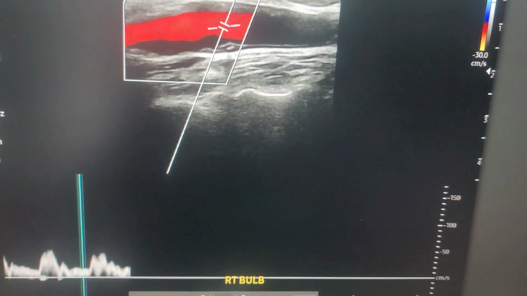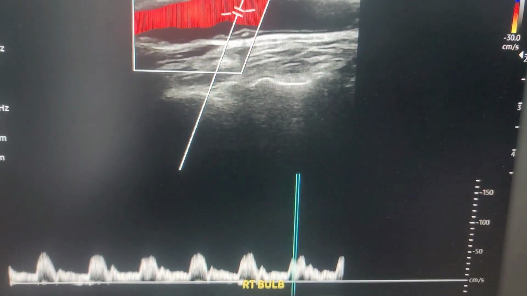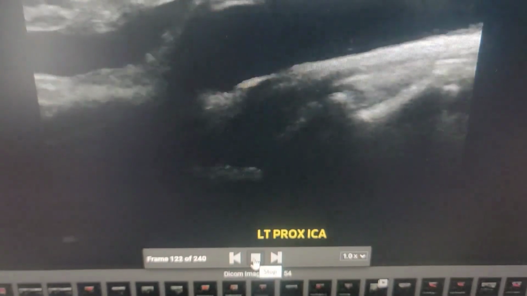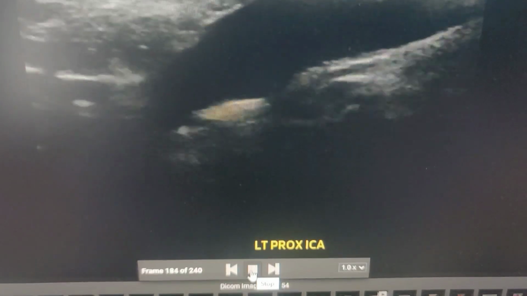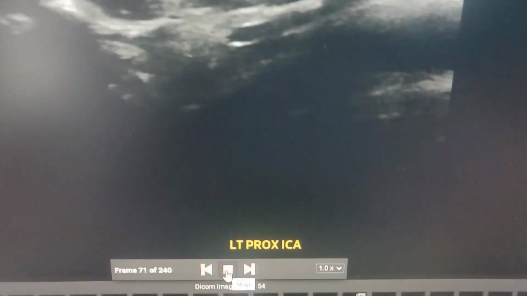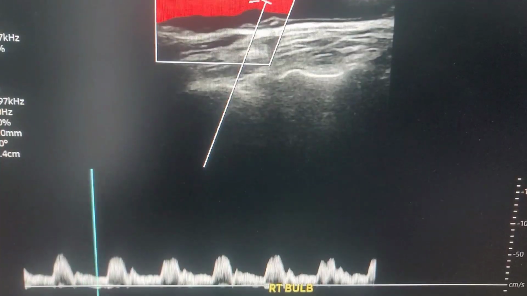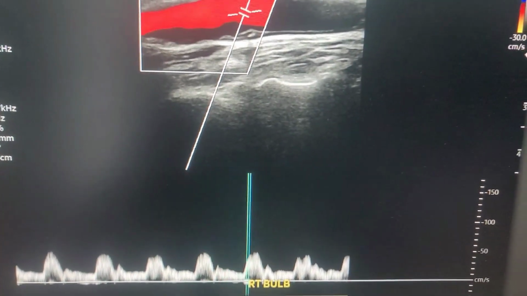From the distal common carotid artery, scanning proceeds to the carotid bulb, the most common site of plaque formation due to flow turbulence. At the bulb, careful B-mode evaluation is essential to assess plaque morphology, followed by color Doppler and spectral Doppler to identify turbulence and velocity changes.